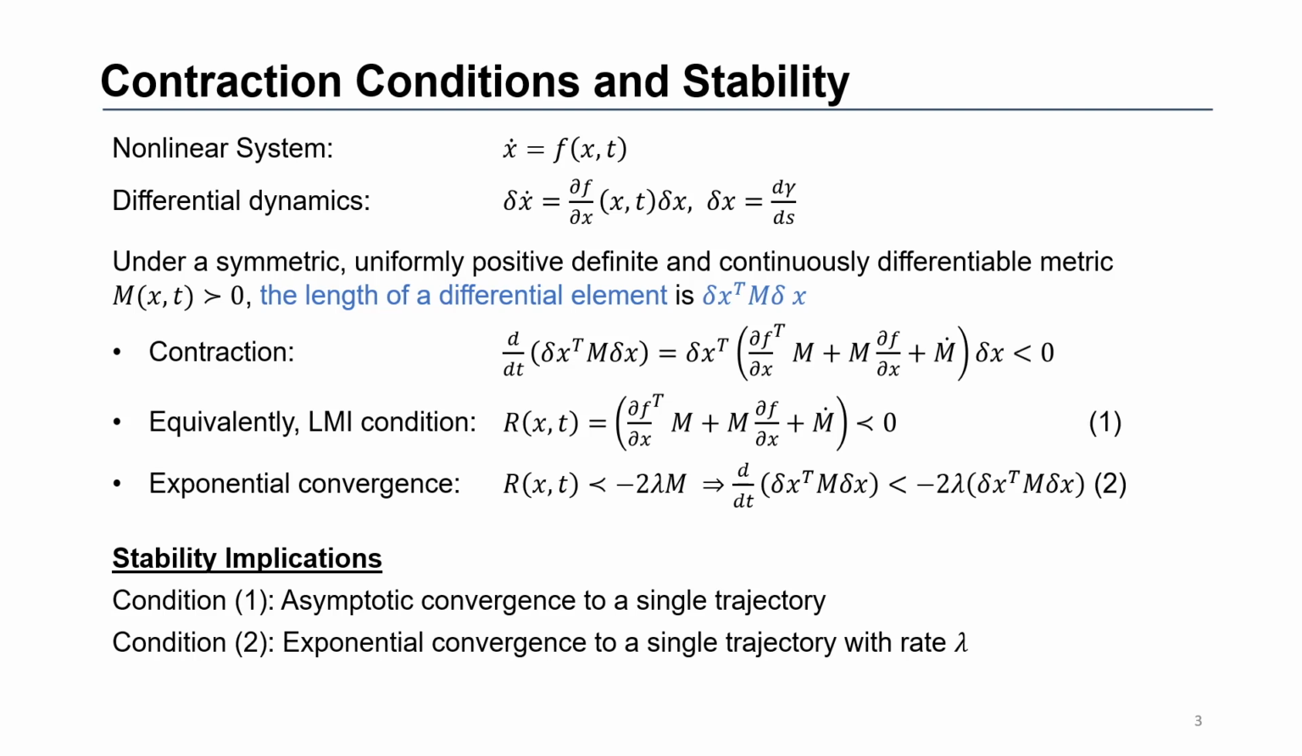time? For a general nonlinear system, the differential element of the path connecting two trajectories follows its differential dynamics. If the length of a differential element delta x, delta x transpose M delta x, is decreasing over time, then equivalently we can have a linear matrix inequality condition, 1. Similarly, if the length is decreasing exponentially with rate lambda, we have 2 as a condition. Conditions 1 and 2 provide stability in terms of asymptotic or exponential convergence to a single trajectory.